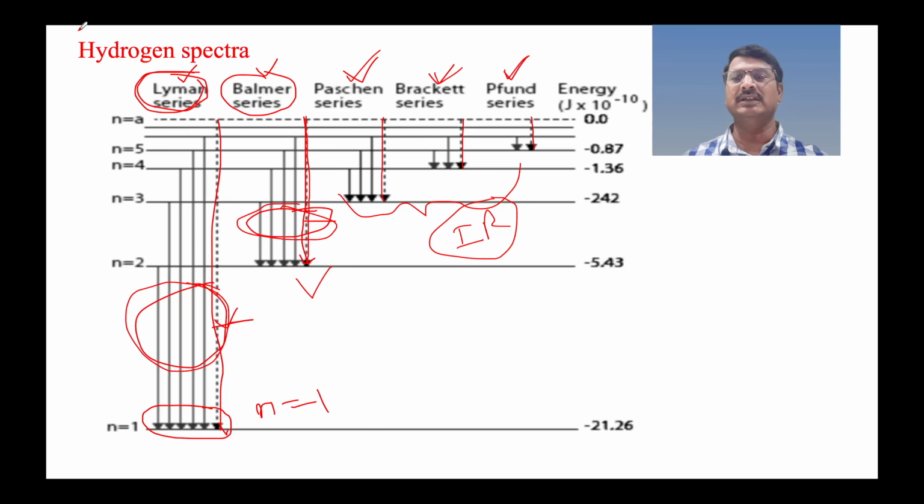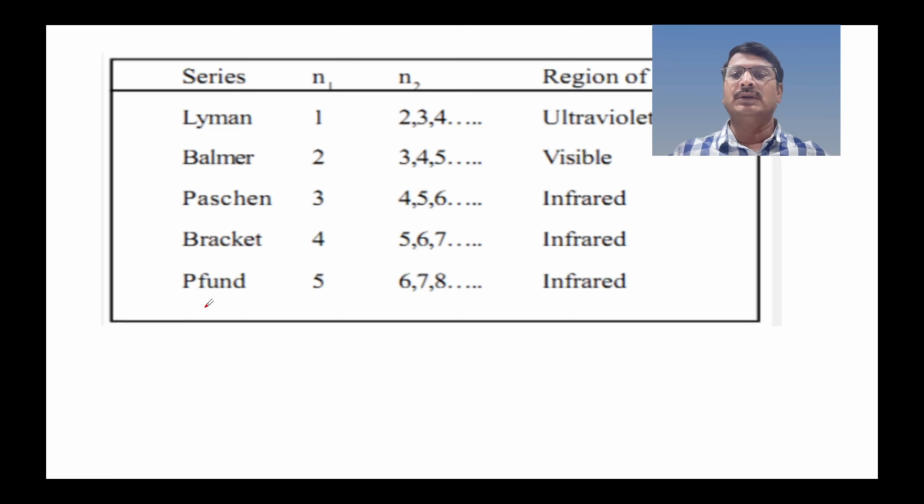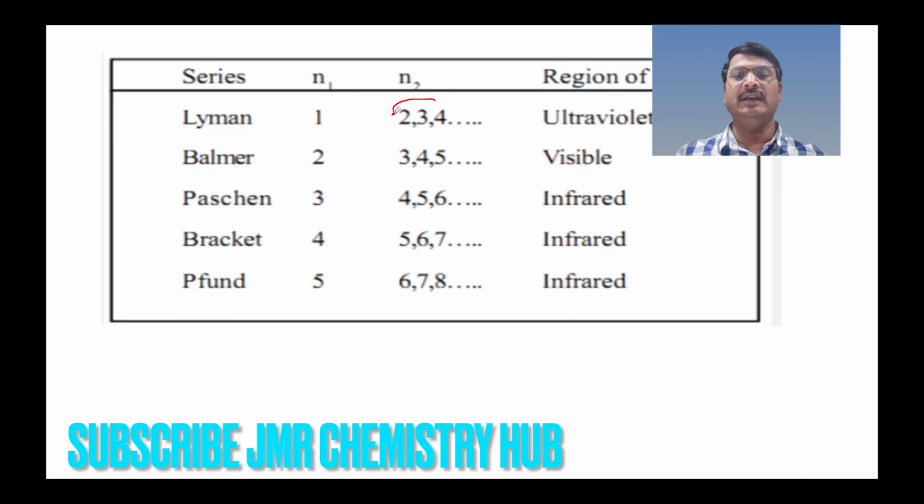One series, that is the Lyman series, is present in the UV region. The Balmer series is present in the visible region. Paschen, Brackett and Pfund series are present in the IR region. That means if any higher energy electron, present in the second, third, fourth energy level, comes into the first energy level, that is called the Lyman series, present in the ultraviolet region.